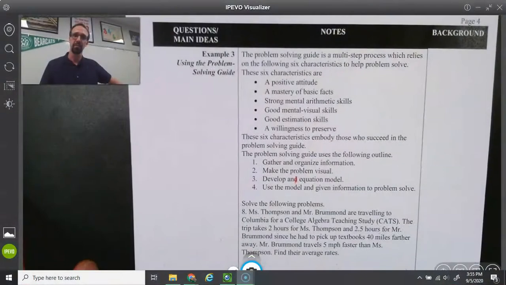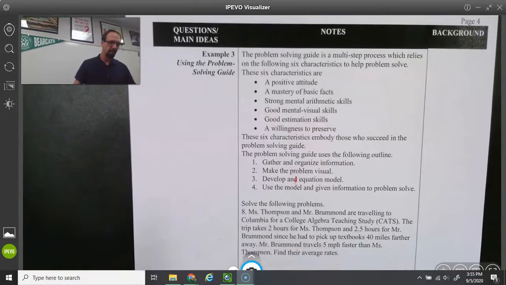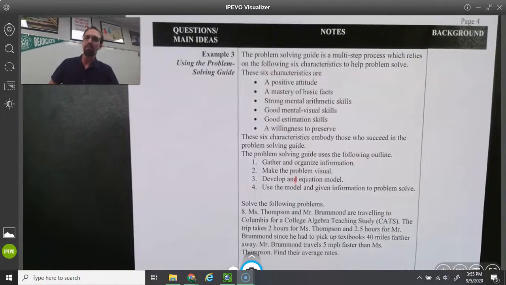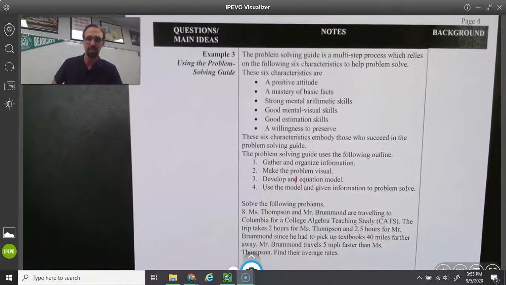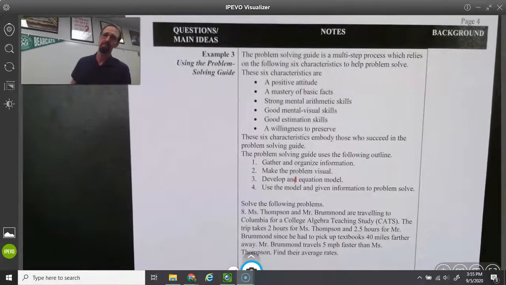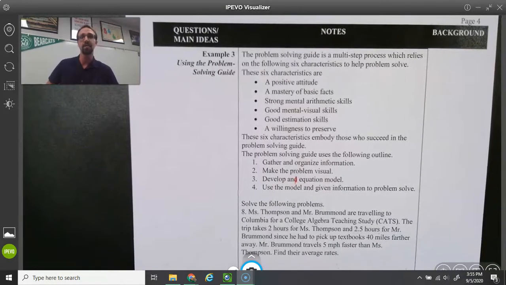Today we're going to do Example 3 using the problem-solving guide. The problem-solving guide is a multi-step process. It relies on having 6 characteristics. These are traits that you as an individual have to be able to help problem solve: a positive attitude, mastery of basic facts, strong mental arithmetic skills, good mental visual skills, good estimation skills, and a willingness to persevere, not give up.